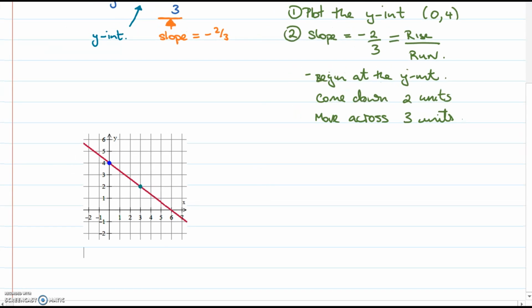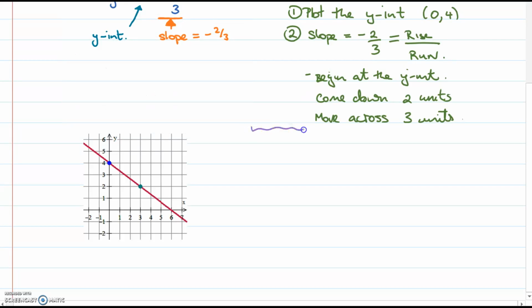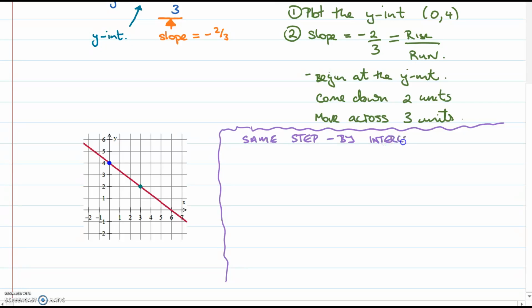Now, we could also have done that with intercepts. So let's just take a look at how we would do that with intercepts. Okay, so if we were to do this with intercepts, and you don't have to do it both ways, but you do need to know both ways, because sometimes, especially if you have big numbers, doing it by intercepts is easy. Okay, so the same step, but this time doing it by intercepts. So if it doesn't work one way, it will work the other way.